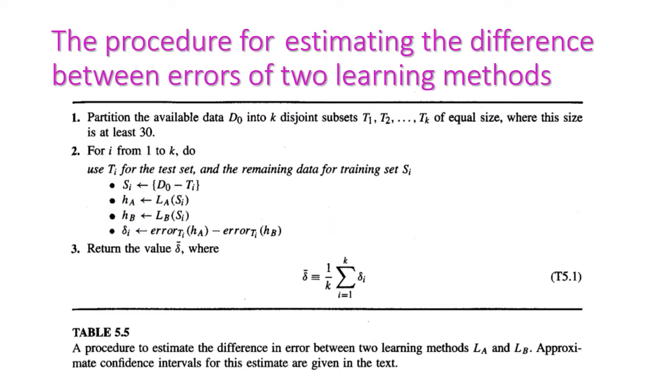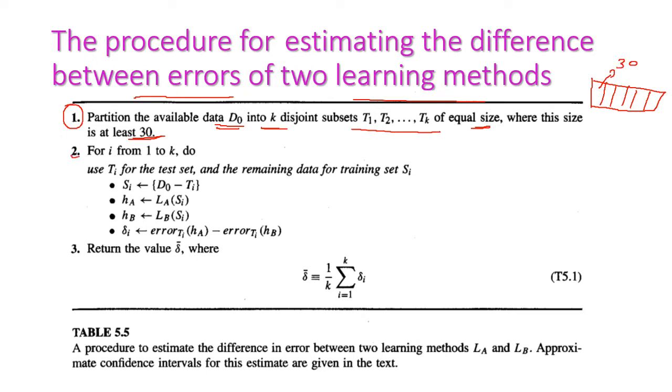And next let us see the procedure to estimate the difference between errors of two learning methods. What is the procedure to estimate the errors of two learning methods? First, partition the available data D into K disjoint subsets T1, T2, etc. up to Tk of equal size, where this size is at least 30. The entire data will be divided into K number of small sets, and the size of one single set is at least 30.